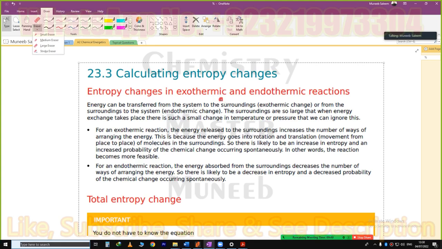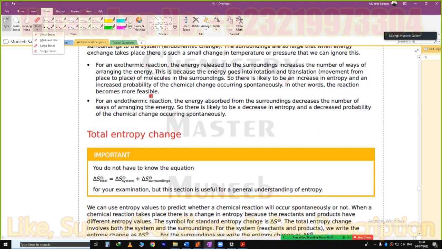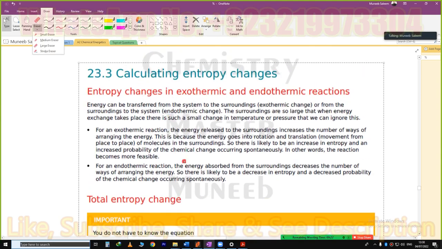So according to this, exothermic reactions will be more feasible, they will be more spontaneous, so the entropy of the surroundings will increase. But for an endothermic reaction, there is decreased probability of the chemical change occurring spontaneously. So entropy is also linked with exothermic and endothermic changes. Is it clear?